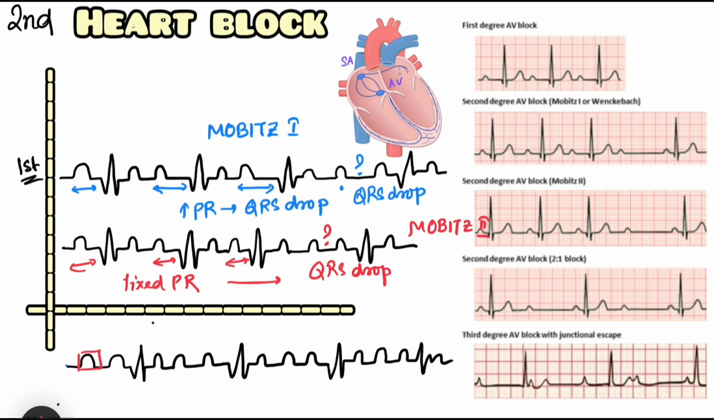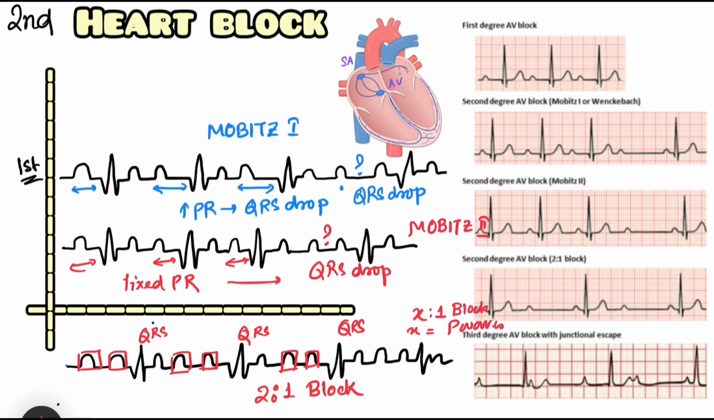Or there can be another scenario where you can see that after every 2 P waves, there is a QRS complex. Again, 1 P wave, second P wave, QRS complex. So after every 2 P waves, there is one QRS complex. This is known as 2:1 block. Suppose after every X P waves, you get a QRS complex. Then in that scenario, it will be X:1 block. X will be the number of P waves before the QRS. So these are the subtypes of second degree heart block.